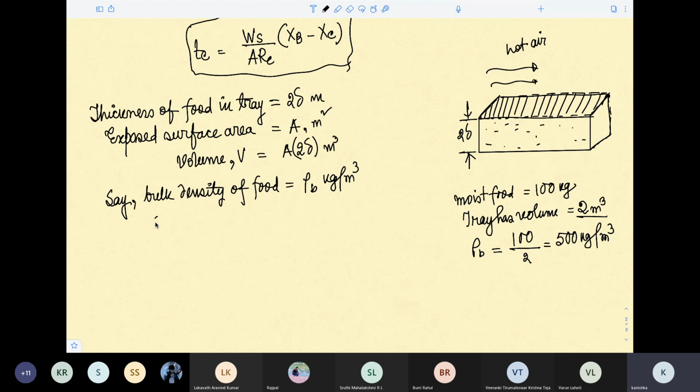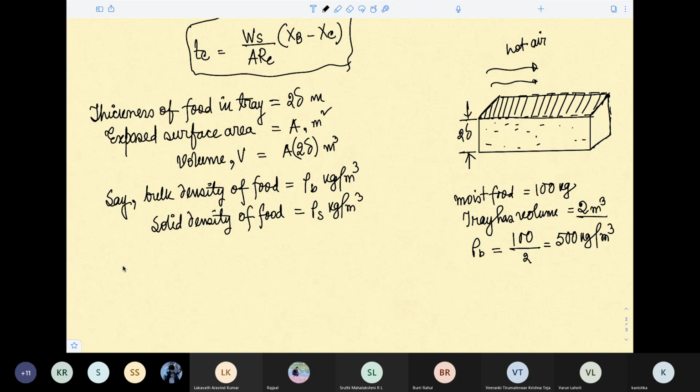Now solid density of food. That means here we are saying how much food is there in bulk per unit volume of the container. So solid density of the food, let's say, equals rho S kg per meter cube.